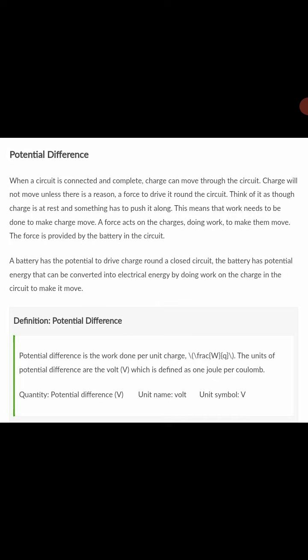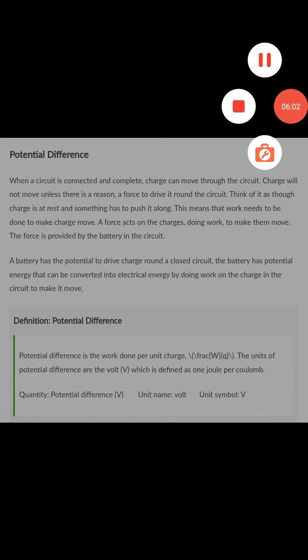Work done is measured in joules. Charge is measured in coulombs. Potential difference is measured in joules per coulomb, or in volts, where 1 volt is defined as 1 joule per coulomb. The unit name is volt, and the unit symbol is capital V.